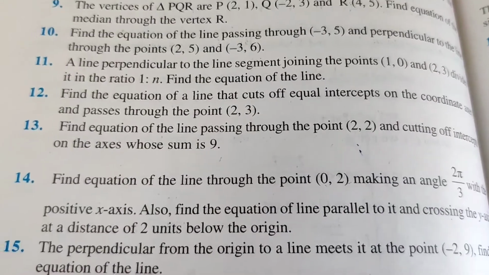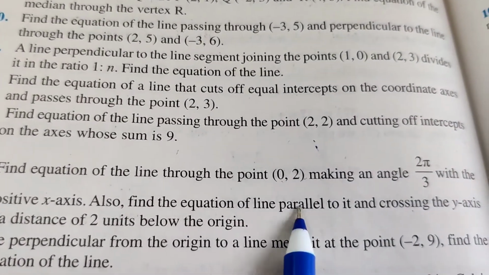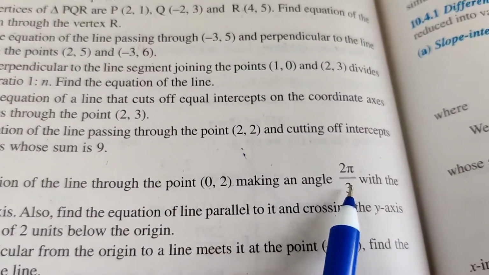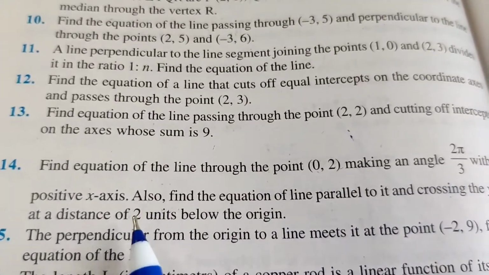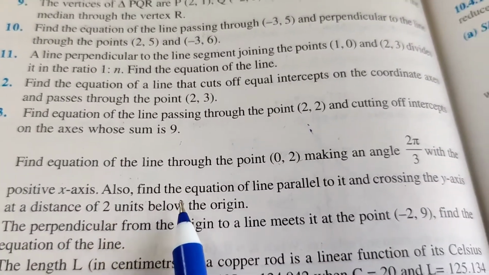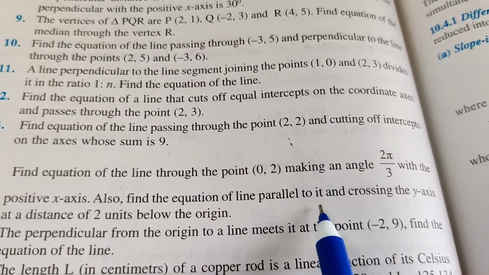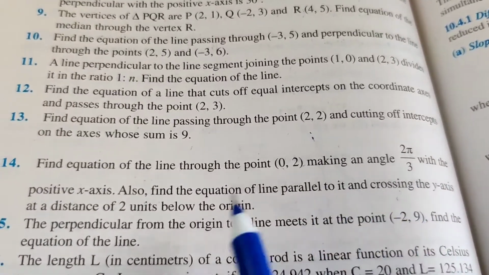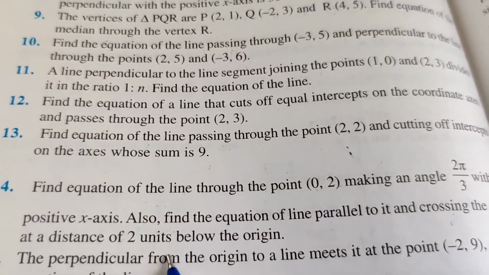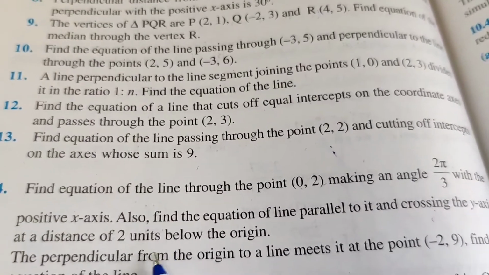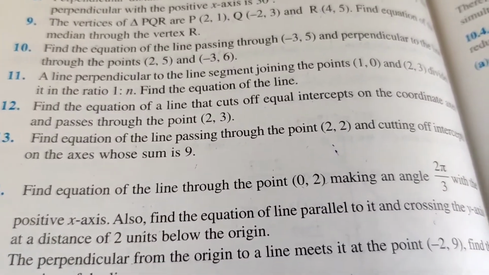The question is: find the equation of the line passing through the point (0, 2) making an angle 2 pi by 3 with the positive x-axis. And also find the equation of the line parallel to it crossing the y-axis at a distance of 2 units below the origin, that is, y equals minus 2.